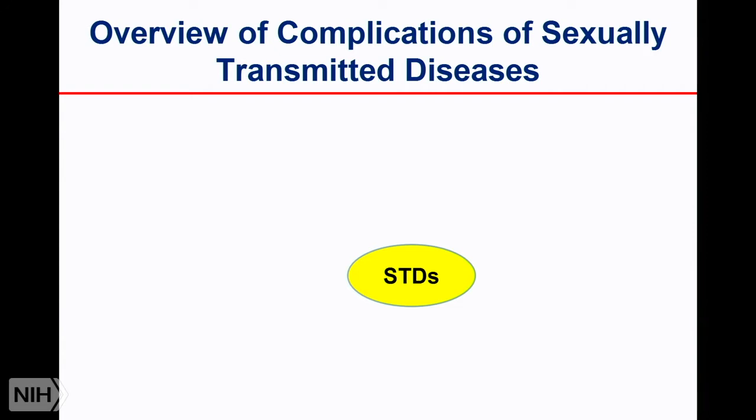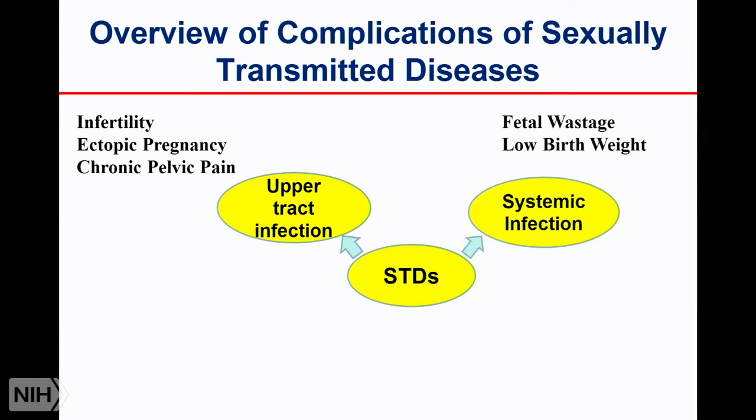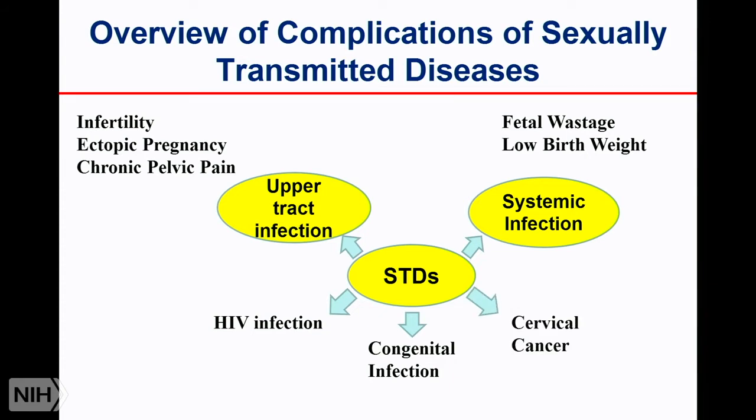Besides those bothersome clinical syndromes, STDs can actually migrate into the upper fallopian tube and cause upper tract infection, especially for women. And if there's scarring, that leads to infertility, ectopic pregnancy, and chronic pelvic pain. They can even cause systemic infections, resulting in low birth weight for pregnant women, or even abortion. Of course, STIs can enhance the transmission of HIV, and we know its consequences. They can also be transmitted, in the case of syphilis, to newborns, and hence be classified as congenital infection.